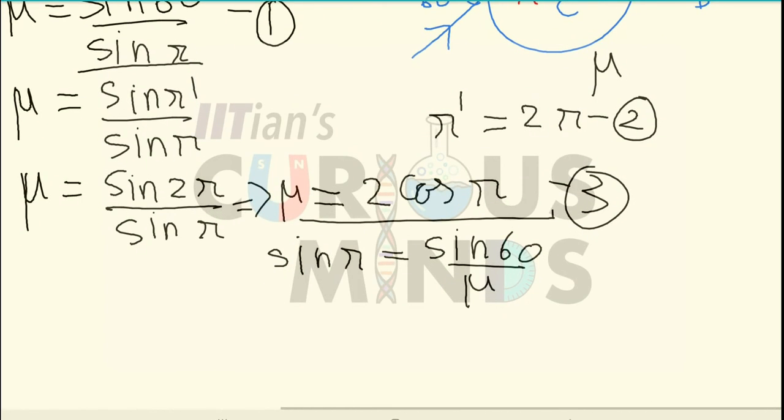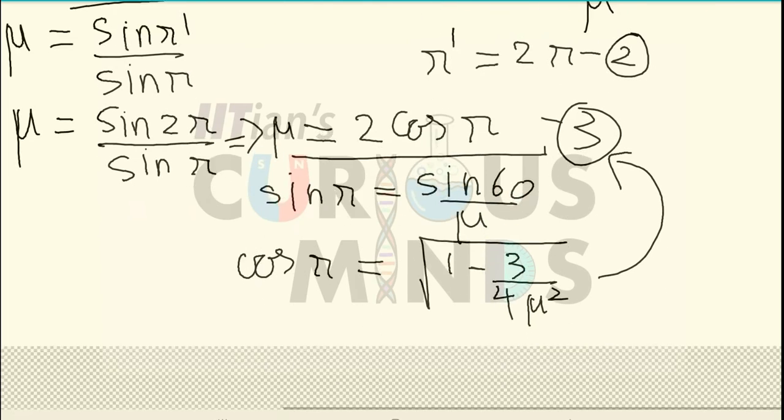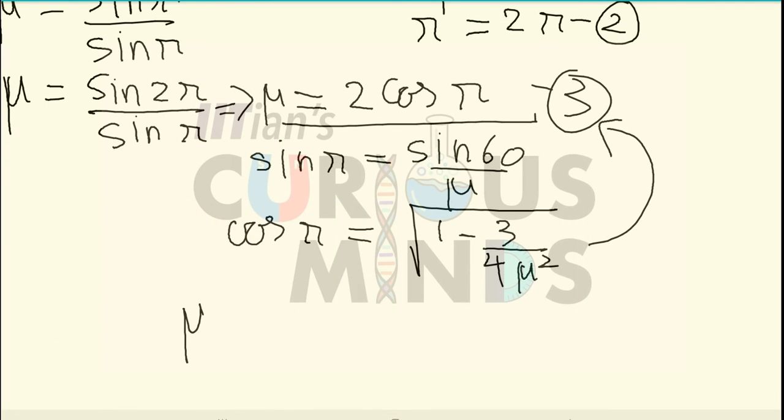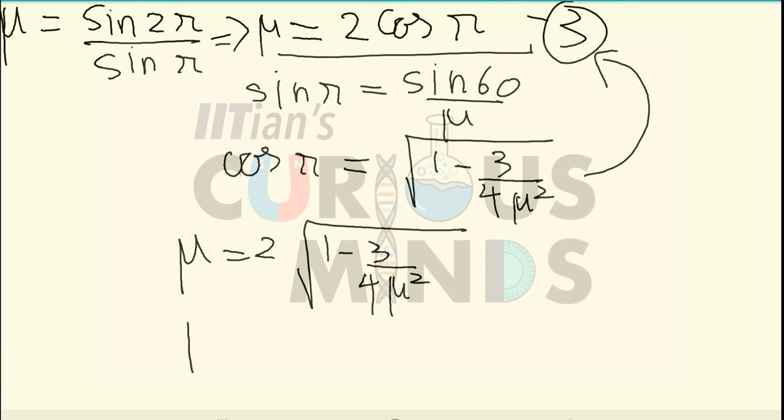So cos R will be equal to root of 1 minus sin square R, where sin 60 is equal to root 3 by 2. So it will be equal to root of 1 minus 3 by 4 mu square. I will plug this value into the third equation. Mu will be equal to 2 root of 1 minus 3 divided by 4 mu square. When I square both sides, mu square will be equal to 4 times 1 minus 3 divided by 4 mu square.